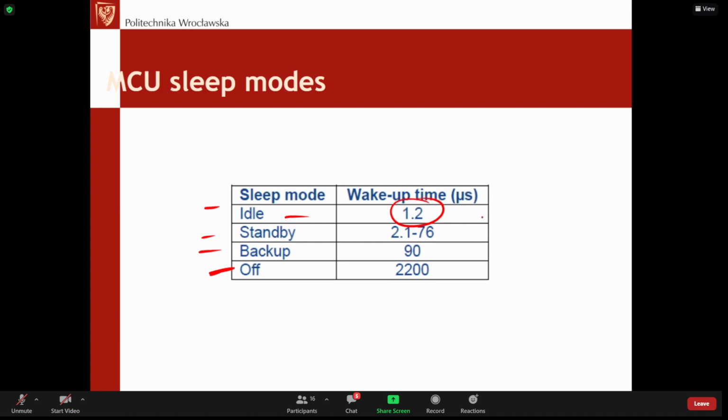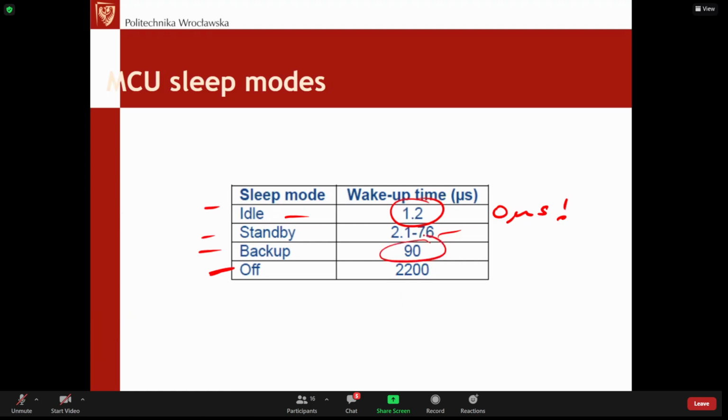But if we have the oscillator running because we use it for something else, then the return from sleep mode idle back to operation is really 0, because it's about switching back the clock. So maybe not completely 0, but we talk here about maybe tens of nanoseconds, not much. In case of standby, it really depends on the peripherals. It can be anything from single microseconds to tens of microseconds.